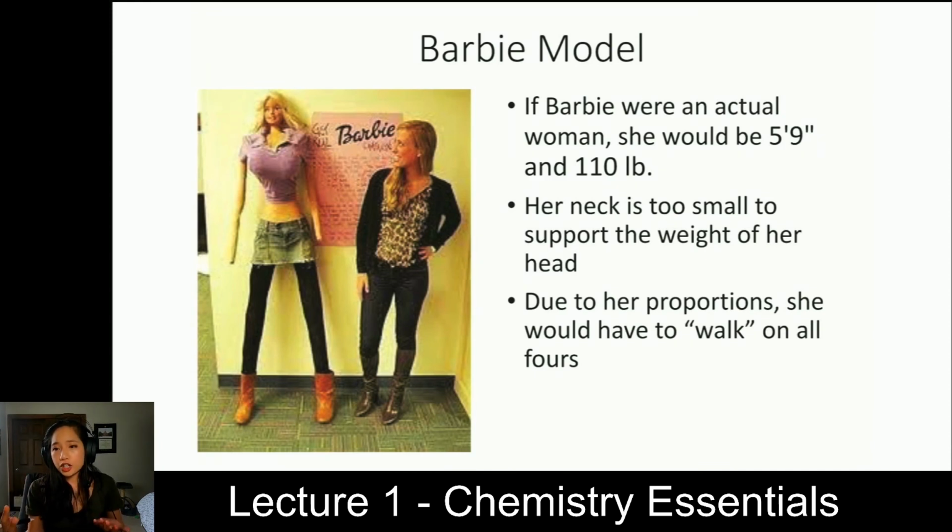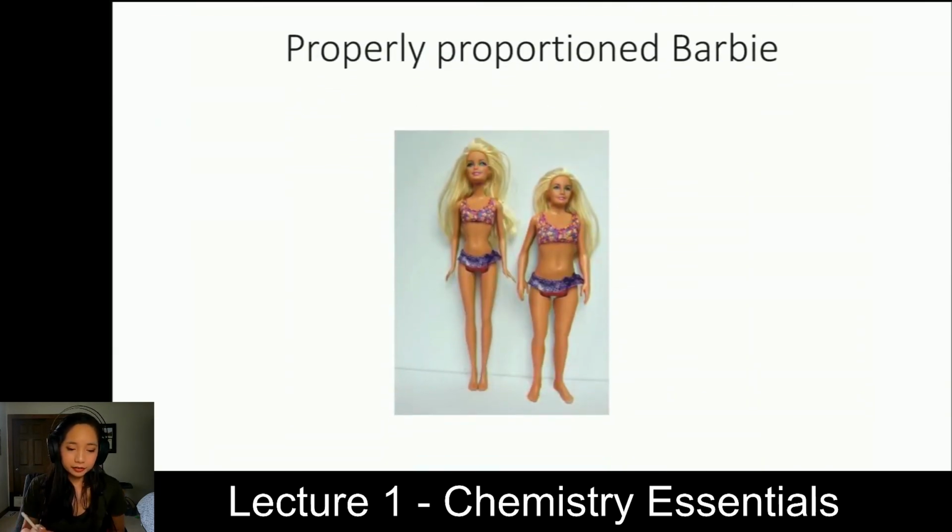And because of the proportions, she would have to walk on all fours, using her legs and her arms in order to support her whole body. So Barbie, as we know, is not a perfect representation of the human body. Here I have an example of what Barbie would have to look like if she was properly proportioned to an actual human. So this is the original Barbie, right, with the incorrect proportions. A Barbie doll that actually reflected the actual human body anatomy would look more like this.